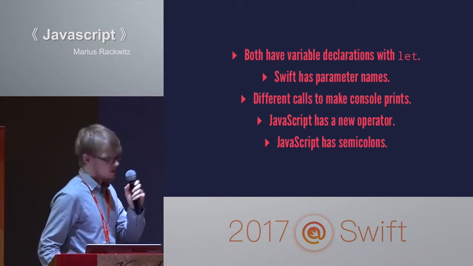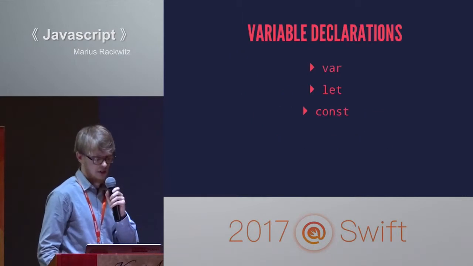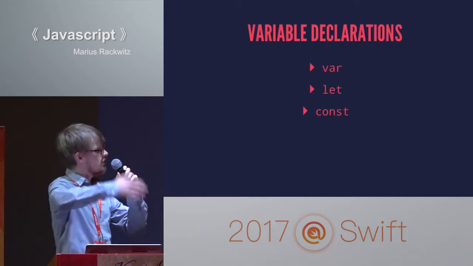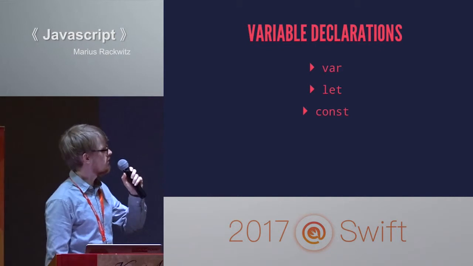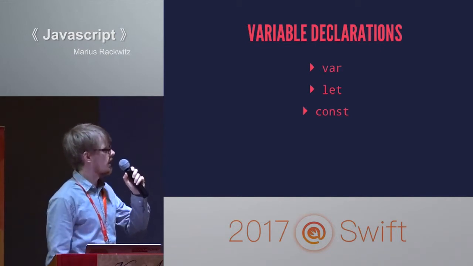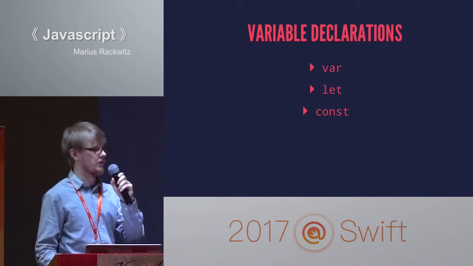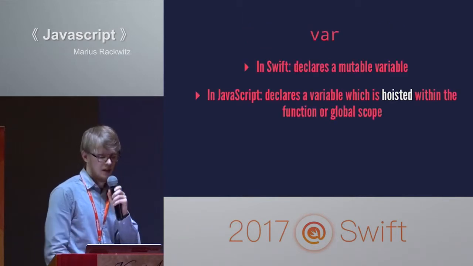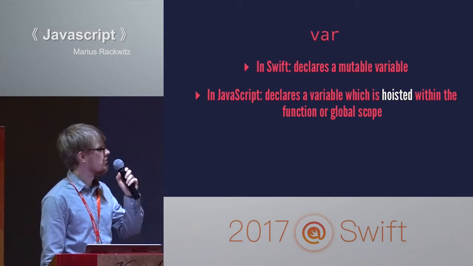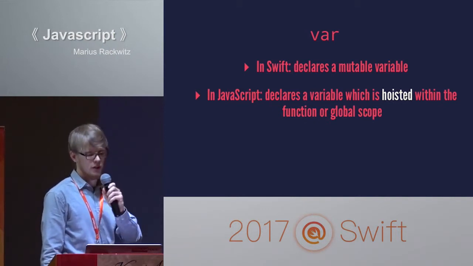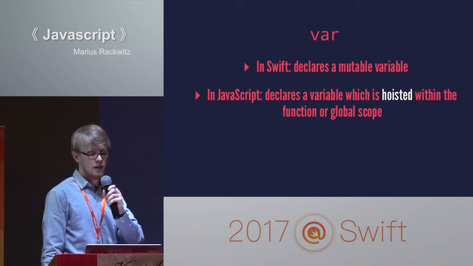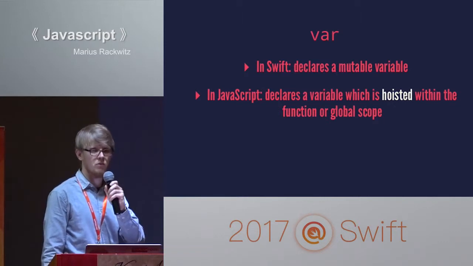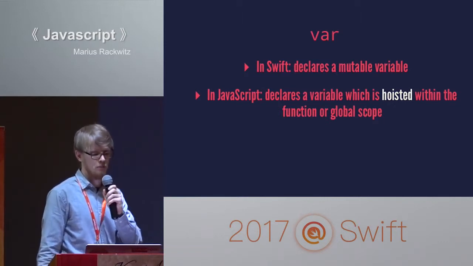Okay, so first let's dig into the variable declarations. When we put everything together, we have seen from Swift and JavaScript var and let, and then there's this new const thing, which JavaScript has as well. So what is var? In Swift, it declares a mutable variable. That also includes that it is mutable for value types like structs.